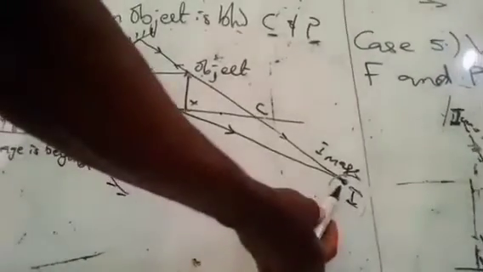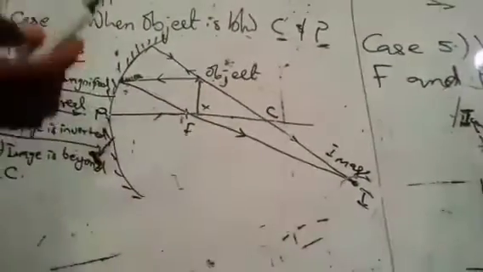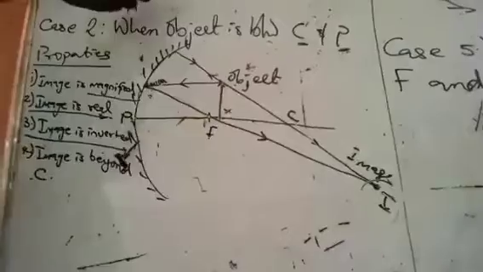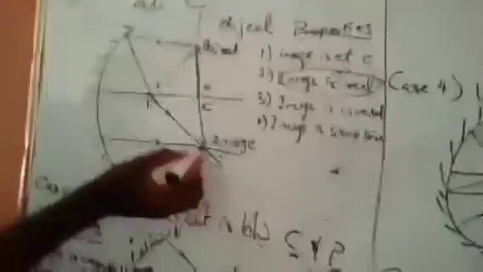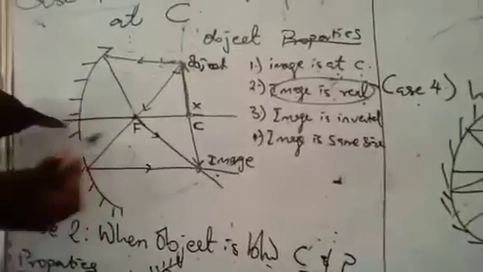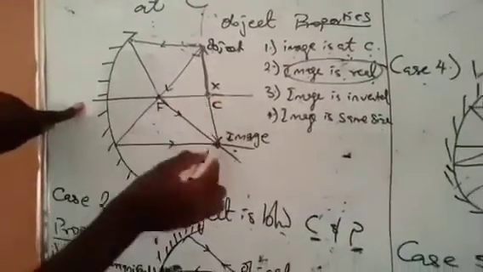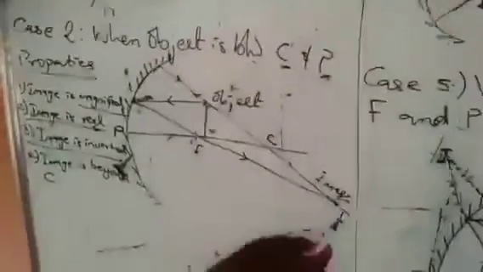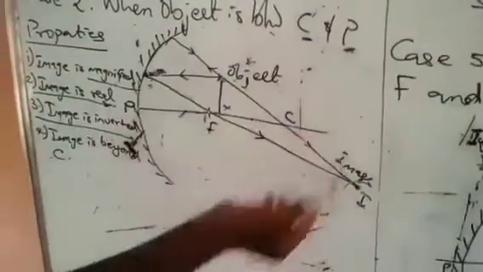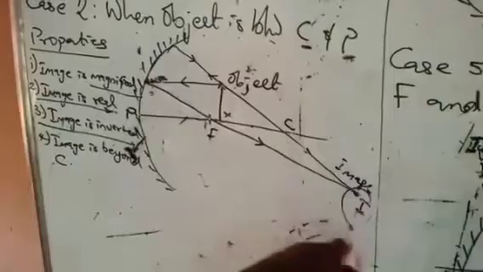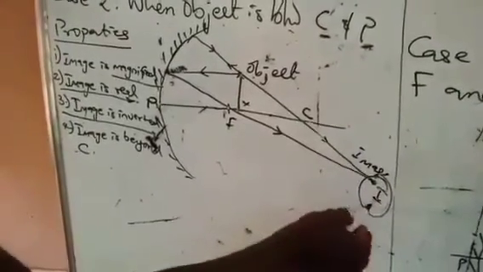Now, what are the characteristics of this image again? I want you to observe, one, the image here was shown to be inverted. That is in the first case. This is because the image formed below the principal axis. That is why it is inverted. Now, when you come to this case again, you notice that this is the principal axis again, and the image formed below the principal axis, so it will definitely still be inverted.